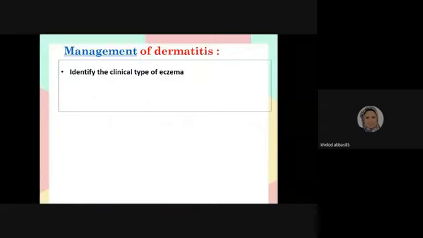Management plan in general, whatever the dermatitis type is, we have to know what the clinical type is, and we have to know what the causative factor is. Is it endogenous? Is it exogenous? Contact, whatever.